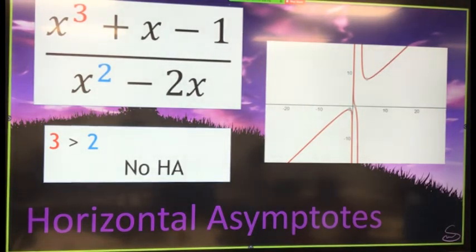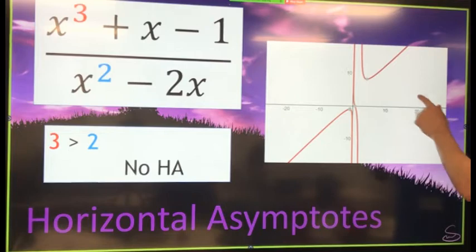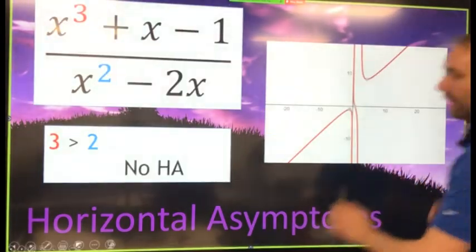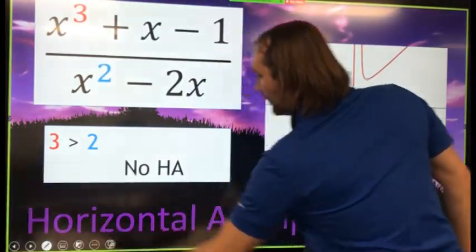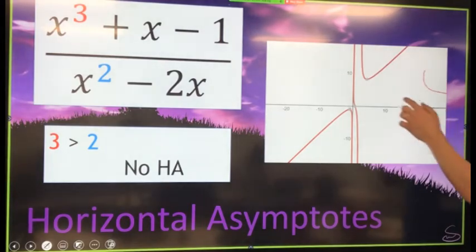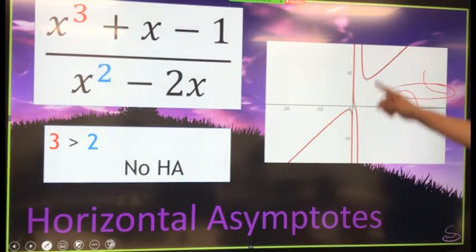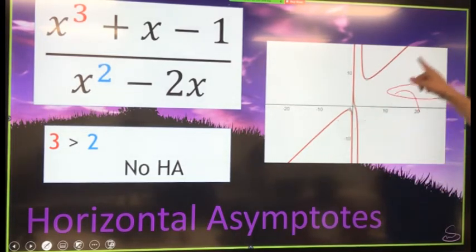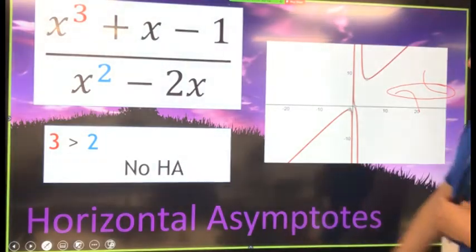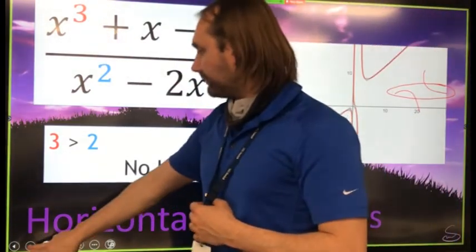By looking at the graph, it doesn't look like there's any graph that kind of turns towards a visible horizontal line, like so. I don't see any of that going on. I see some verticals. I see what we're going to look at next week after the test, a slant asymptote, but I don't see anything horizontal. That's because my numerator had the highest power.